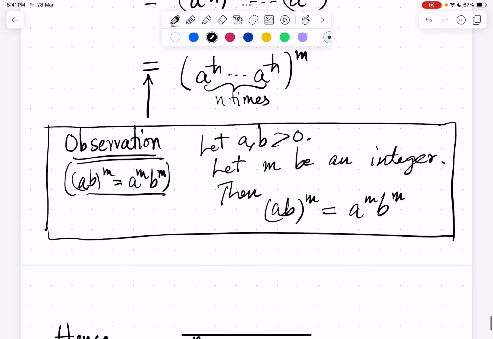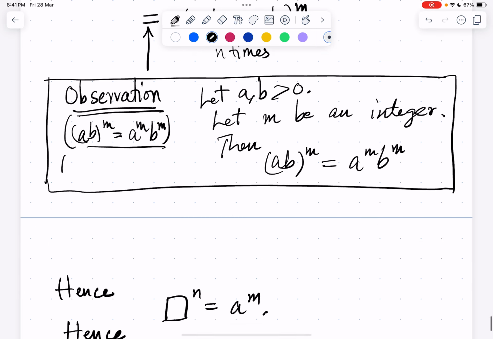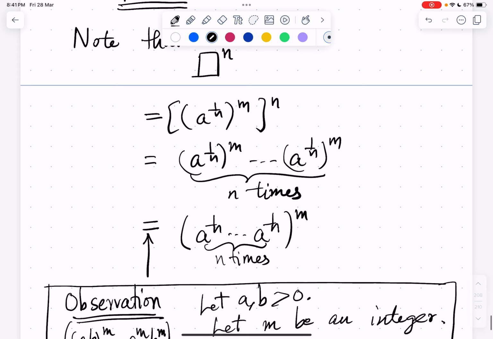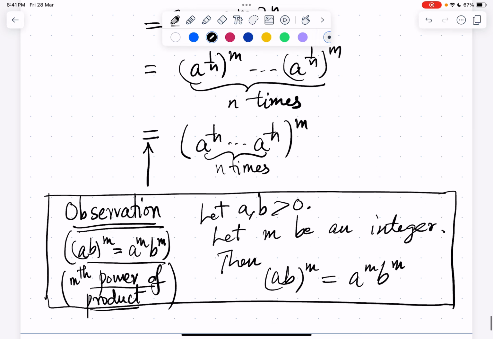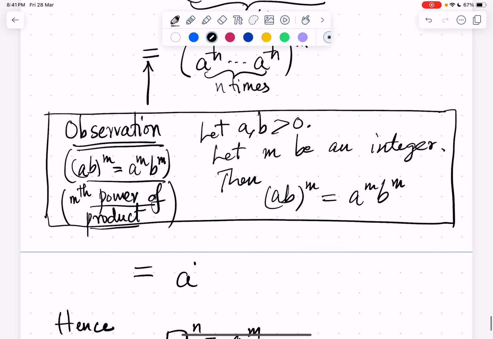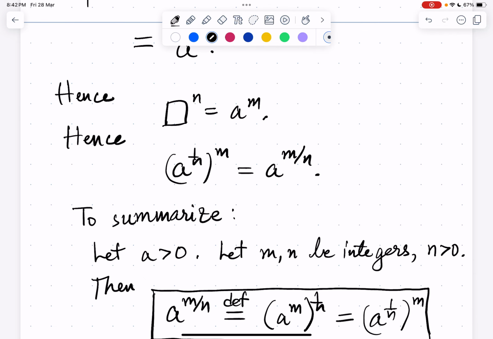So the mth power of a product is, so we can repeatedly use this result: the mth power of a product is the product of mth powers. So the product of mth powers is the mth power of the product. So finally this is just a^m. Hence box^n is a^m. Hence (a^(1/n))^m acts as the m by nth root of, the m by nth power of a.